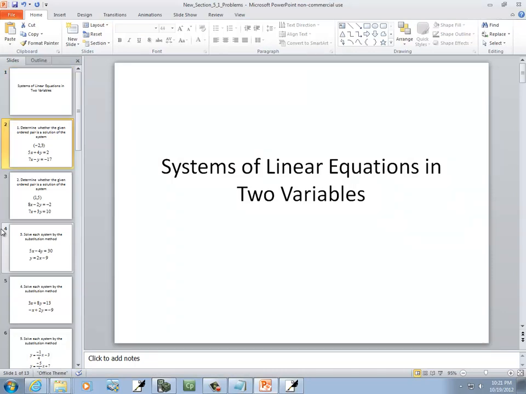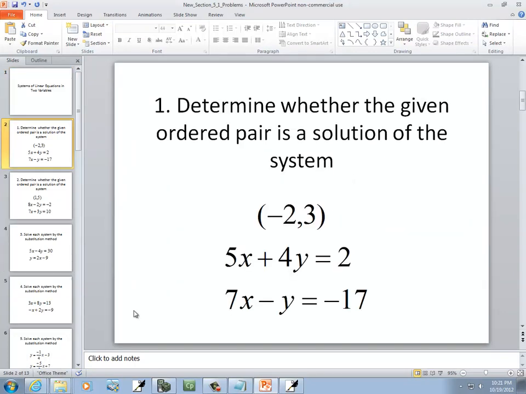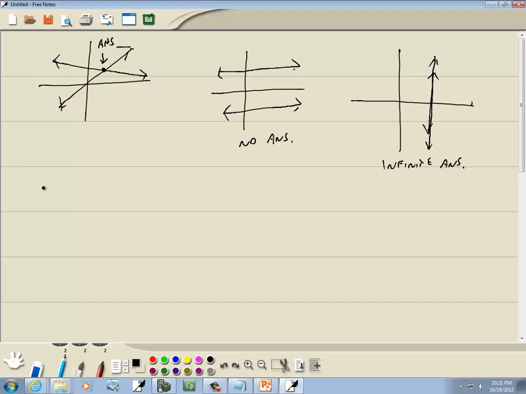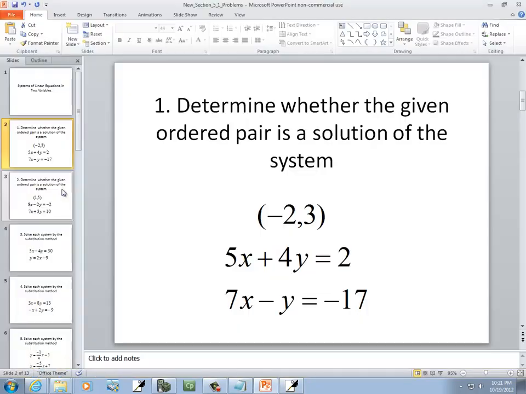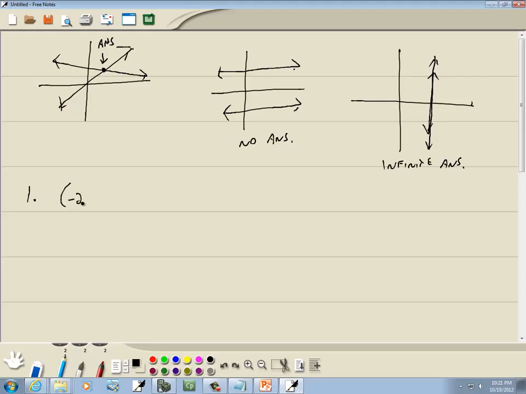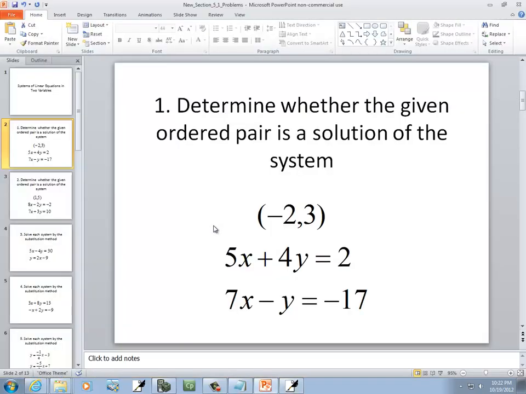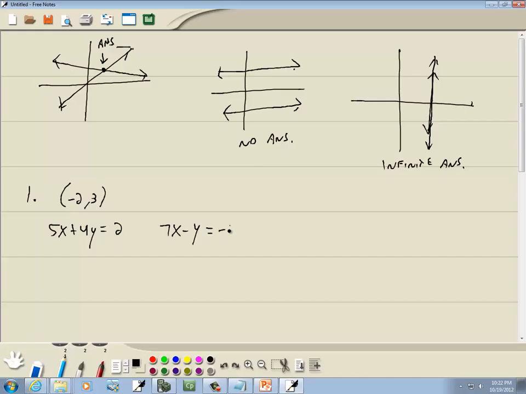Now these first problems are just asking us to determine whether the given ordered pair is a solution of the system. So let's take a look at that. We've got -2, 3. And we've got 5x plus 4y is equal to 2. We've got 7x minus y is equal to -17. I wonder if that's a solution.